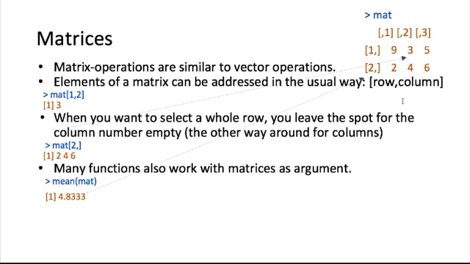If we wanted all the items in a given row, we specify the number first and then a comma. So if we type in mat 2, comma, that'll give us all the elements in row 2. If we typed in mat, comma 3, that'll give us 5 and 6, right? Because comma something means you're starting with a column. And if you want to calculate the mean of the entire matrix, you just say mean of mat.